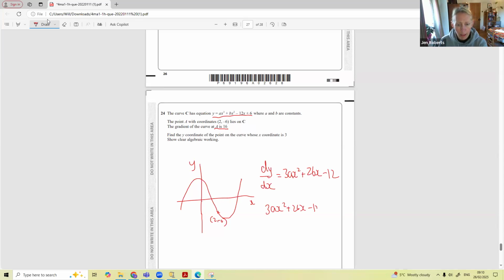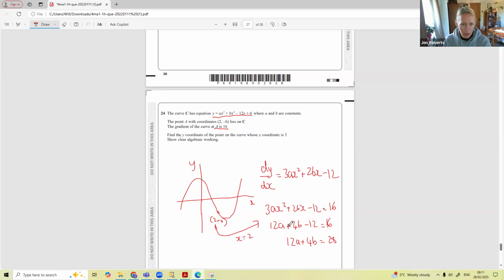But we also know our x coordinate at the point A. Our x coordinate's 2. So we can sub x equals 2 into this equation. 2 squared is 4. We've got 12a. 2 times 2 is 4, 4b minus 12 equals 16. I'm just wondering if it is going to be simultaneous equations. So we're going to be adding 12 to both sides. Let's just get it set up, with a's and b's on one side, number on the other side.